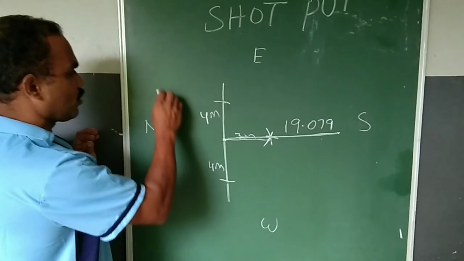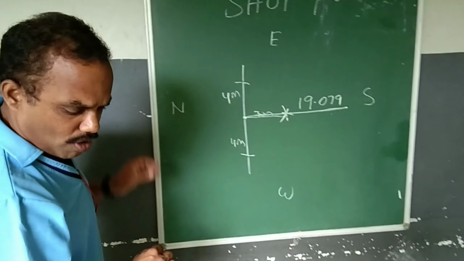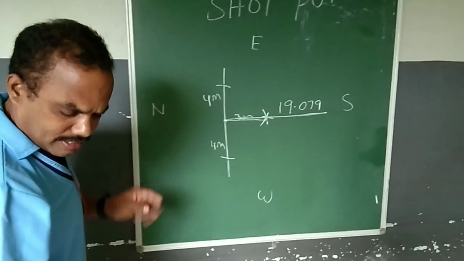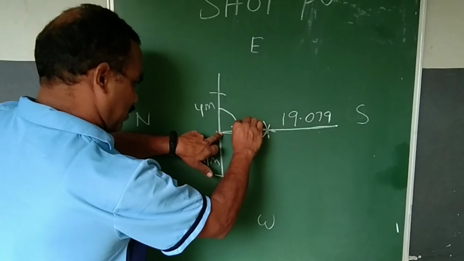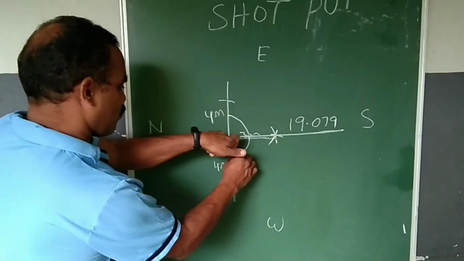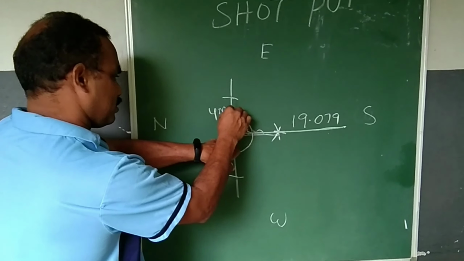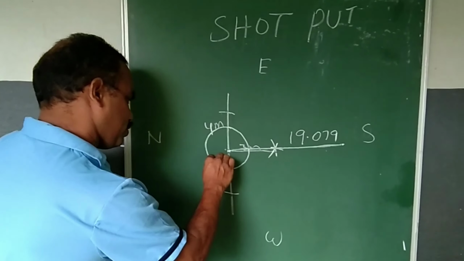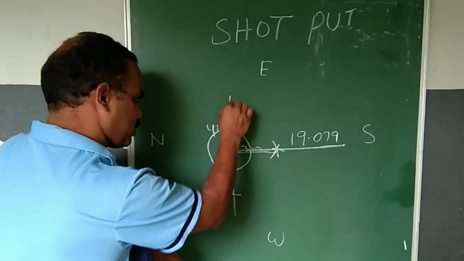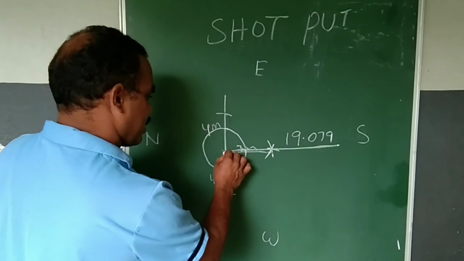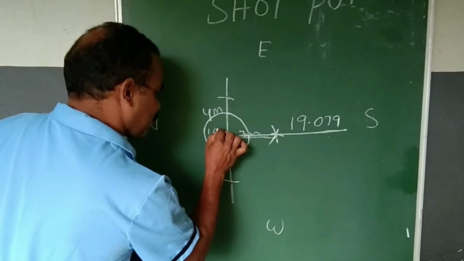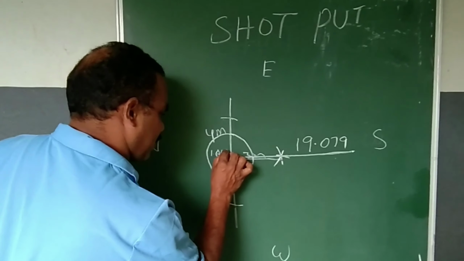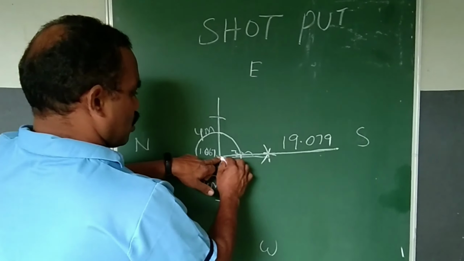Now, the diameter of the shot put circle is 1.067 meters. From here, you take the point, 1.067, and completely we can go for the round shape. It is one of the easiest methods. First you go for the straight line, second is the straight line. Now from here, 1.067.